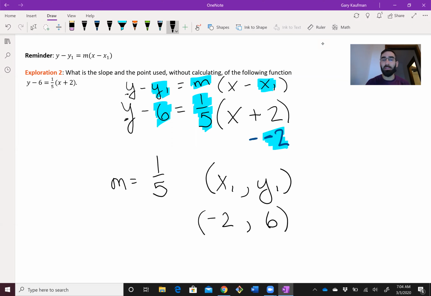So we see a plus here in front of the 2, and we might think +2, but it's actually a -2. And we see the -6, so we might think -6, but it's actually a +6. So make special note of that before going on.